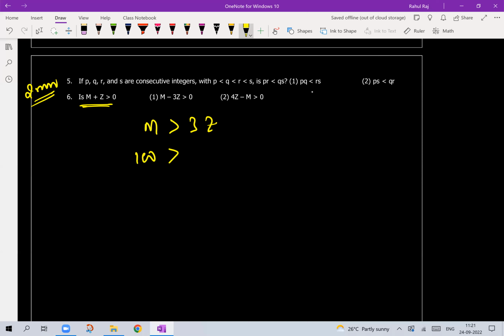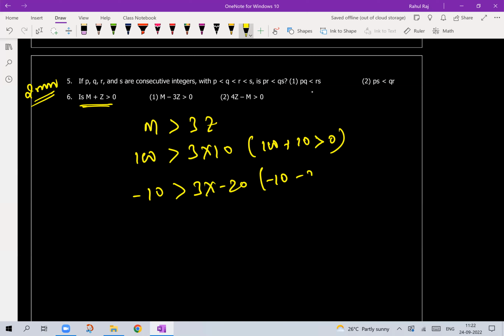Can I say m is 100, which is greater than 3 into 10? M is 100, greater than 30, right? And here, m plus z is greater than 0. Can I say m is minus 10, and 3 into minus 20 is 3z? Minus 10 is greater than minus 60 for sure. But minus 10 and minus 20 sum is less than 0. This is a yes situation, m plus z greater than 0. This is a no situation, m plus z less than 0. I think I have an answer: not sufficient.